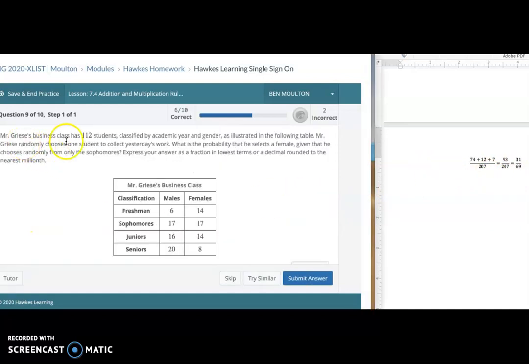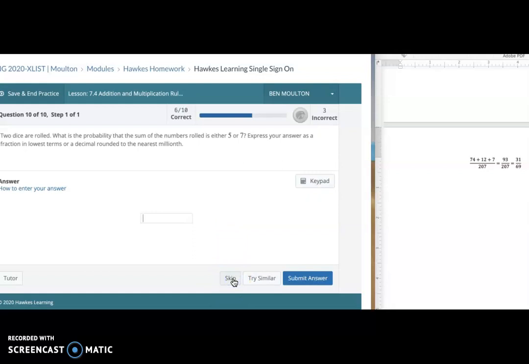This next one, Mr. Greasy's business class has 112 students classified by academic year and gender as illustrated by this table here. He randomly selects one student to collect yesterday's work. What's the probability that he selects a female given that he chooses randomly from only the sophomores? So it's going to be 1/2. I could tell you that right now, just like our previous problem. I'm going to skip this and move to the next one.